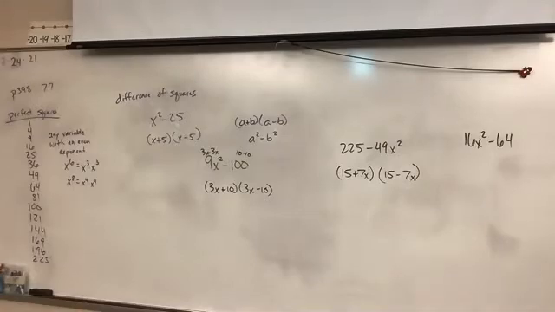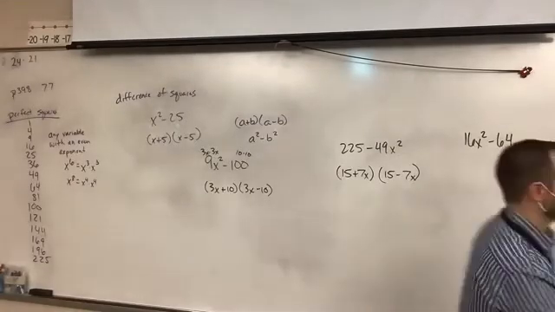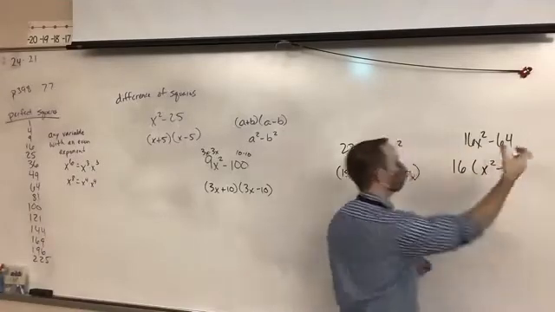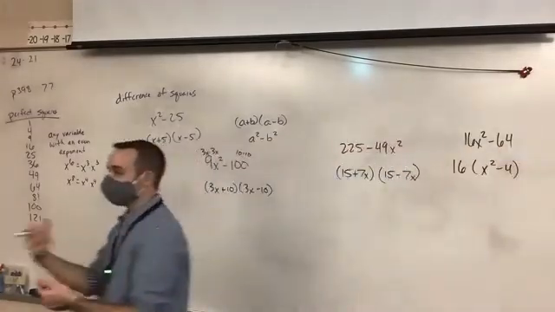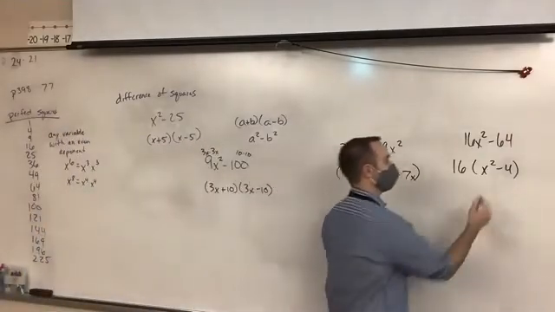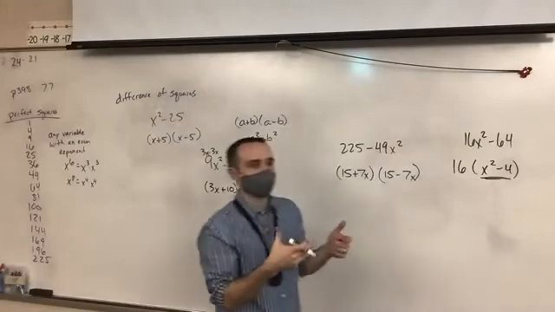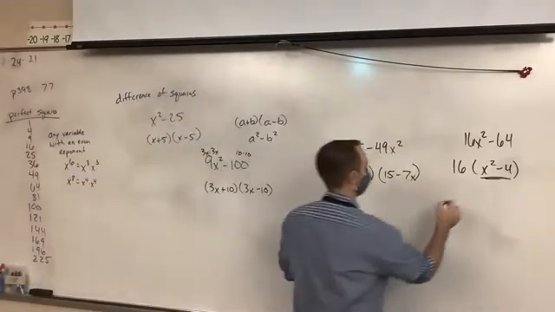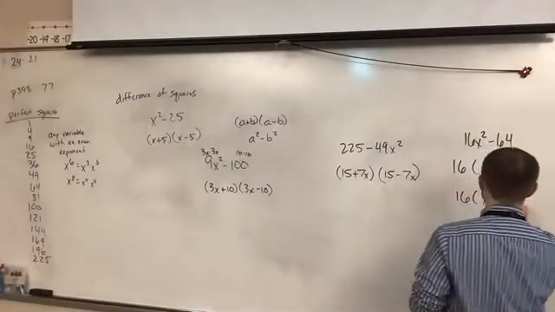Troy, what do you got? 16 parentheses x squared minus 4. So we take that 16 out. 16 goes into 16 and 64. Okay, but we're not done, because in the parentheses is still a difference of squares. So we have to keep going. Parker, 16 and then times x minus 2.